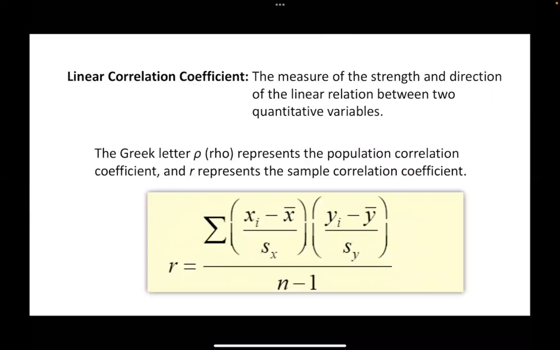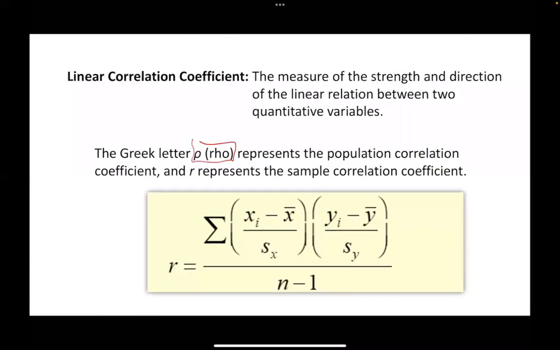So the linear correlation coefficient tells us how strong and in what direction our relation is. So if it's a super strong positive linear relation, I'm going to have a higher positive number for my linear correlation coefficient. If it's a super strong negative correlation, I'm going to have a larger, or a more negative, correlation coefficient. If we are dealing with a population correlation, we would use rho.